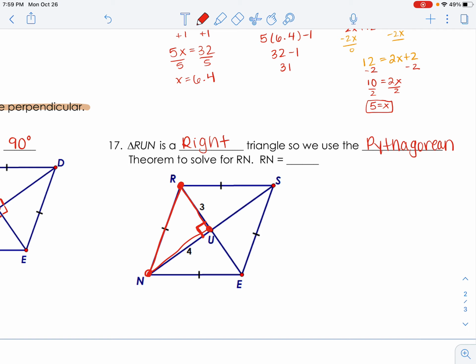And we know the Pythagorean theorem states a squared plus b squared equals c squared. We're going to use that to solve for RN. Now, when we do the Pythagorean theorem, there are steps that we follow.